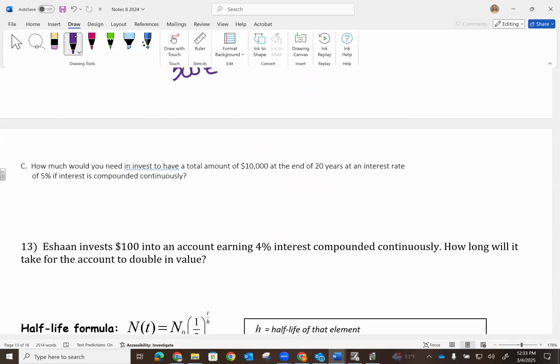Okay, I want you guys to try both C and 13, please. See if you can find those two answers. You can use your calculator, and then we'll talk about half-life.